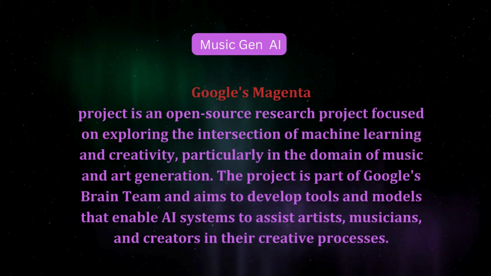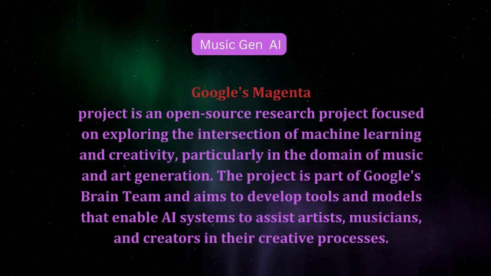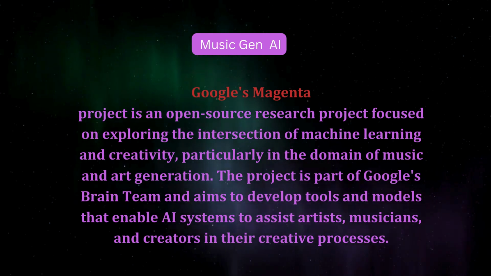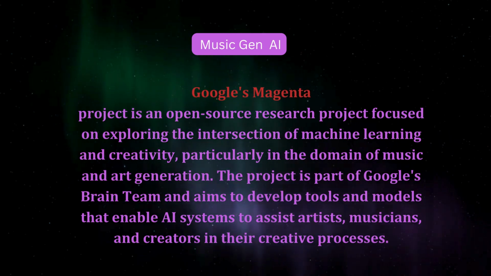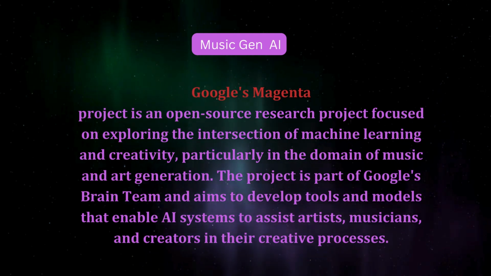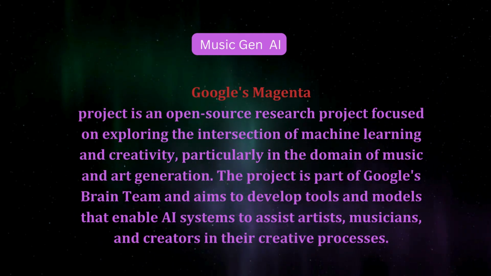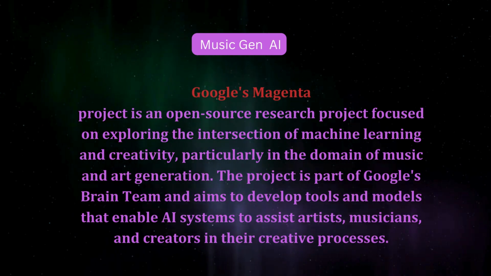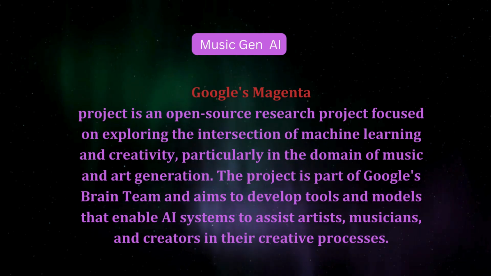Google's Magenta project. Google's Magenta project is an open source research project focused on exploring the intersection of machine learning and creativity, particularly in the domain of music and art generation. This project is part of Google's Brain team and aims to develop tools and models that enable AI systems to assist artists, musicians, and creators in their creative process.